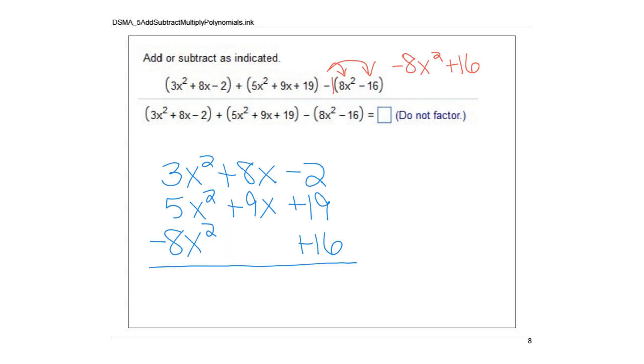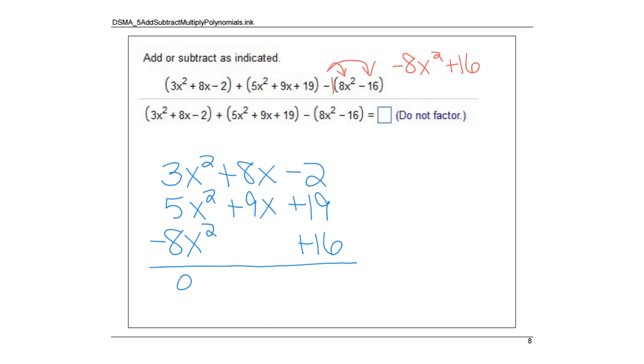Okay, so if we add up that first, oh, look at that. We have 3 plus 5 is 8. So we have 8x squared minus 8x squared. So that ends up being 0. We're not going to put 0x squared. We're actually not even going to put 0, but let me put it for right now.